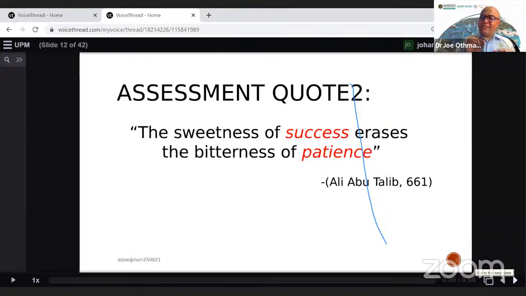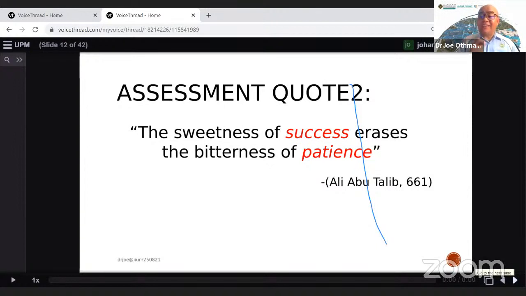But when I look at the quote from our Imam Sayyidina Ali Abi Talib, I repeat, the sweetness of success erases the bitterness of patience. I jadi emotional. You know why? Being patient is a reflection of being reliable. We must be patient all the time. Kan? Quran mentioned a lot. Allah mentioned a lot. We have to be patient. Patient berterusan. So reliability means consistency. Consistency in patient. That's what we need now, right?